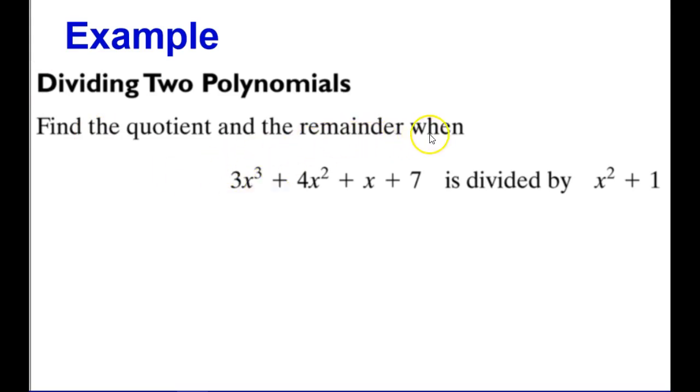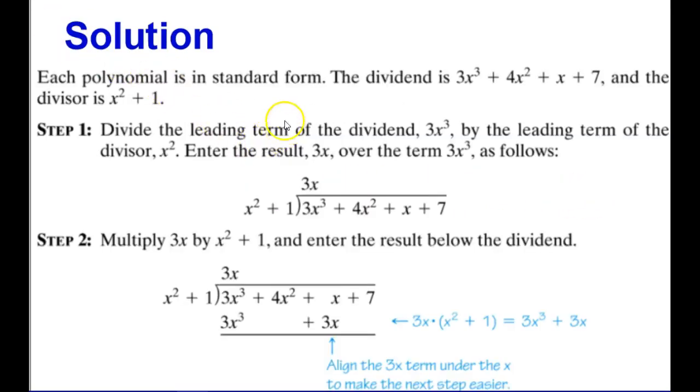So find the quotient and remainder when I have 3x cubed plus 4x squared plus x plus 7 when I divide that by x squared plus 1. So let's look at that solution here. First I want to get it in standard form and make sure it's in standard form. Standard form is where I start with the highest exponent and then work to the smallest.